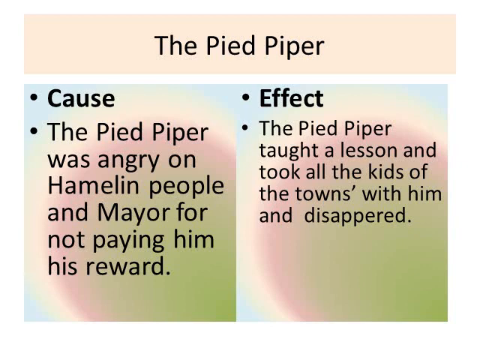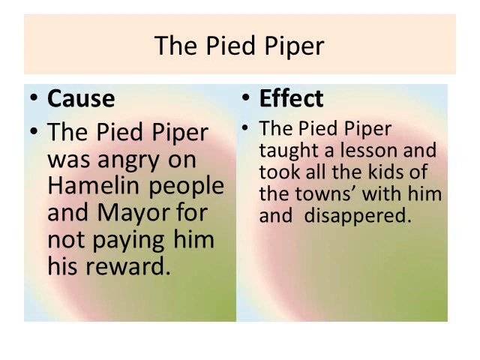Cause and effect. Causes are the reasons in the story that create some effects after that. So, one cause I'm giving you as a sample or example: the Pied Piper was angry with the Hamelin people and the mayor for not paying him his reward. An effect: what was the effect of this? The Pied Piper taught a lesson and took all the kids of the town with him forever, and then he disappeared.